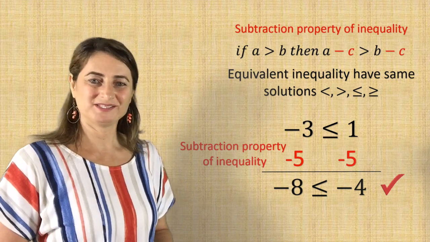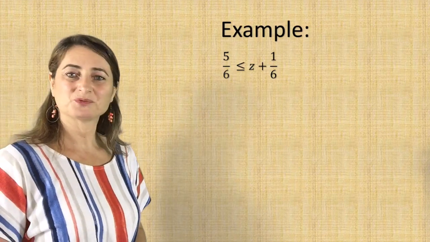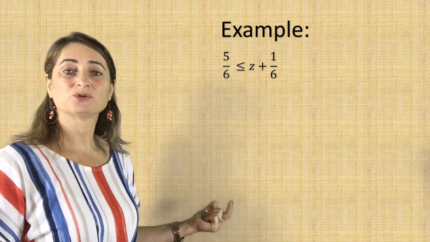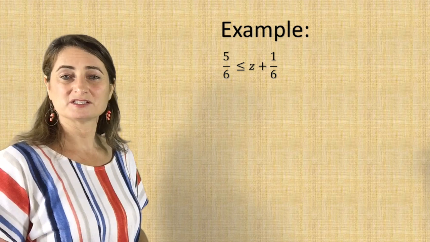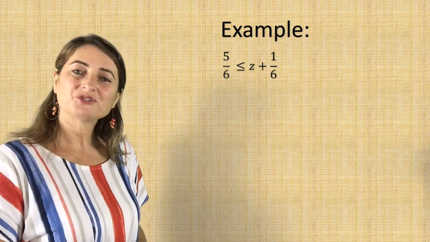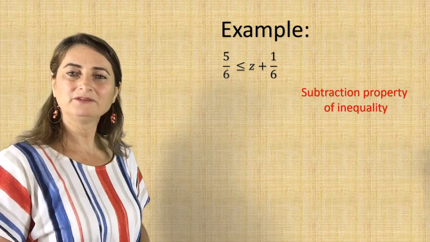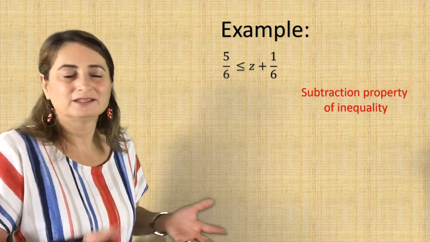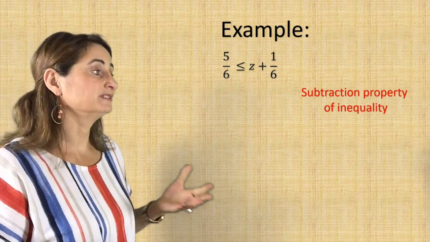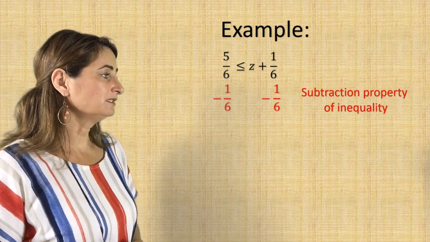Now let's work with this example. 5/6 is less than or equal to z plus 1/6. I need to isolate z on one side of the inequality. That means I need to get rid of 1/6. And since I'm adding, the inverse operation would be subtraction. So use the subtraction property of inequality. If I subtract the same number on both sides of the inequality, I'll get an equivalent inequality. So subtract 1/6, subtract 1/6.